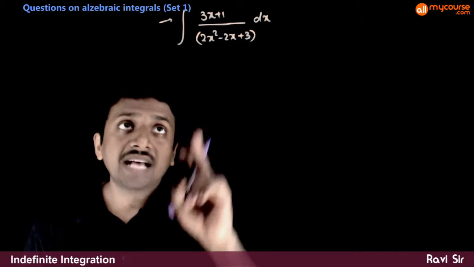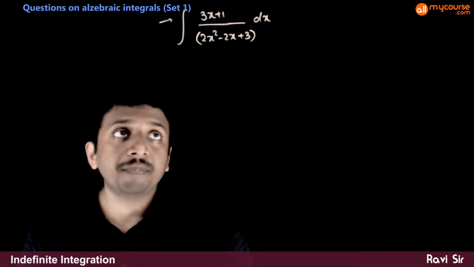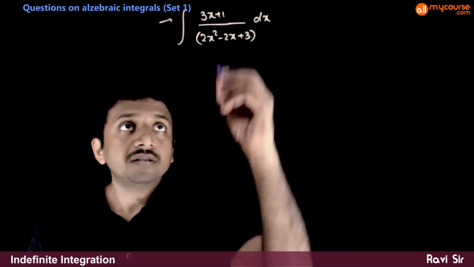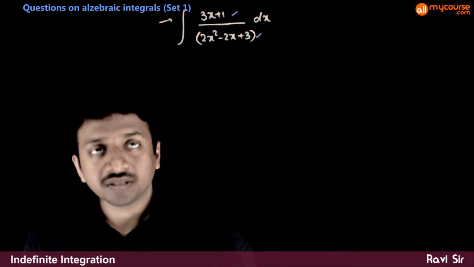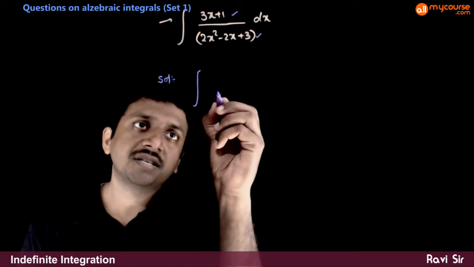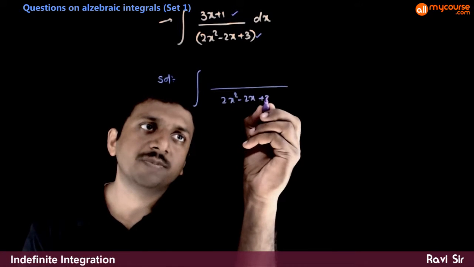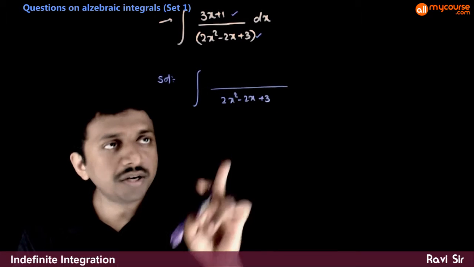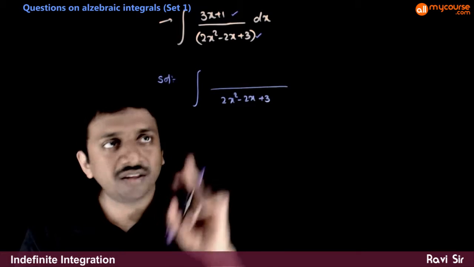In this question, you are asked to integrate (3x + 1) by (2x² − 2x + 3). So as you can see, these are of the form linear by quadratic, right? So what is the process? First, you have the denominator 2x² − 2x + 3. What you need to do is write the differentiation of this denominator in the numerator.